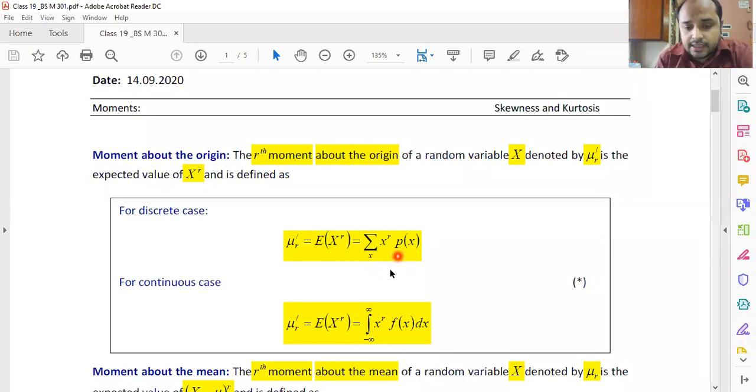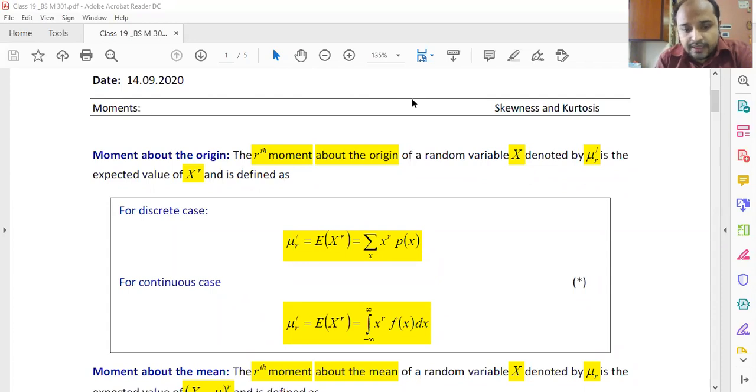And for the continuous case, the summation is replaced by integration, and we integrate the integrand small x raised to the power r multiplied by the probability density function over the entire real line, that means all possible values of the random variable capital X. So this is the definition of moment about origin.